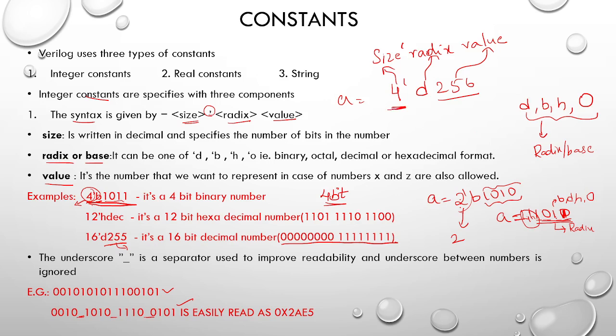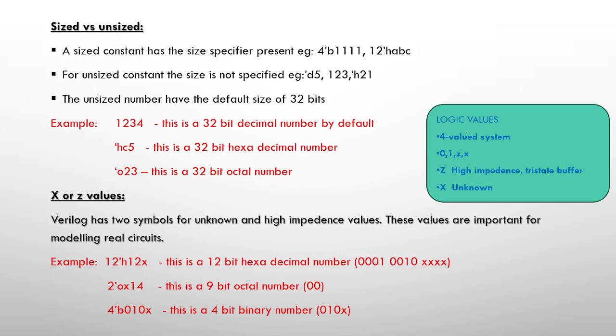What if you don't mention the size? Even though you don't mention the size, everything will have some default size, is it or not? So whenever you don't mention any size, the values will be assigned based on the default size. Say, let us consider a sized constant has a size specifier present.